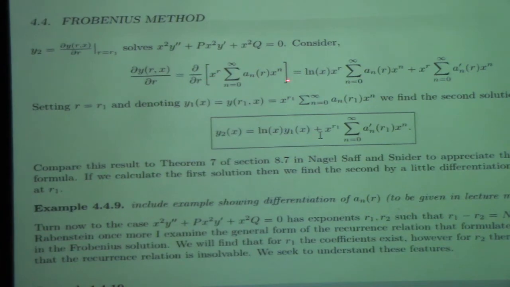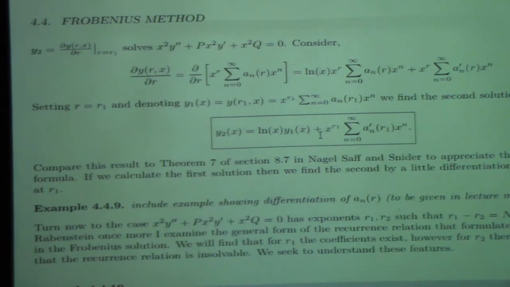Doing so gives me this. So I get log x, x to the r, times this Frobenius solution, plus x to the r, sum from n equals 0 of the derivative of those coefficients with respect to r. So what this means is that if you have the first solution in the repeated exponent case, you can derive the second from this formula.